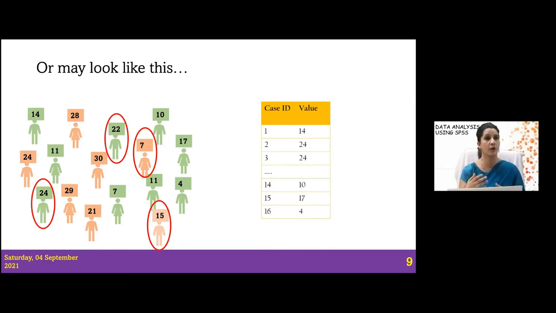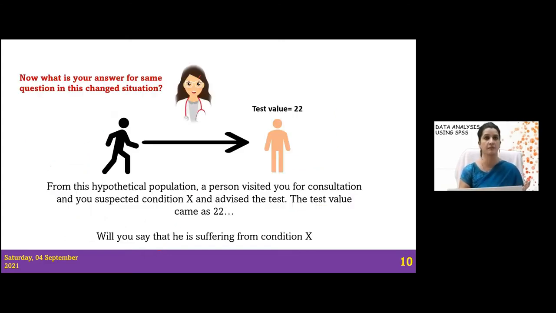So you can see the number of false positive and number of false negative are increasing. So from this hypothetical situation, now if a person comes to you for consultation and that test value comes as 22, can you still say that he is suffering from condition X after seeing these two examples of false positive and false negative? Can you still say? So yes, you are right that we cannot say now, because we have seen that a person with a value of 24 was healthy and a person with a test value of 7 was also diseased.